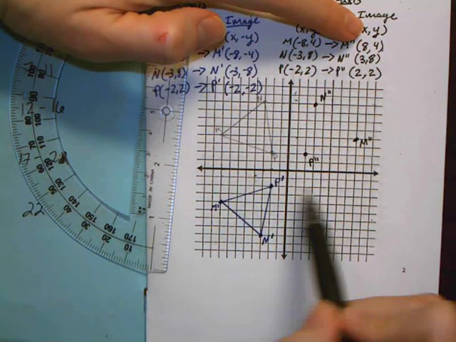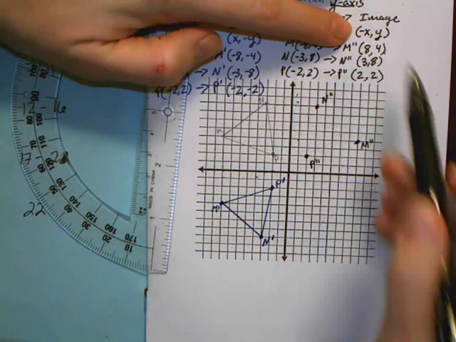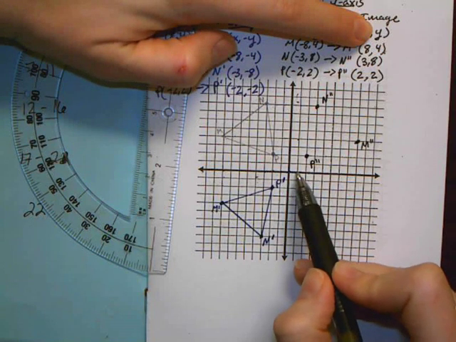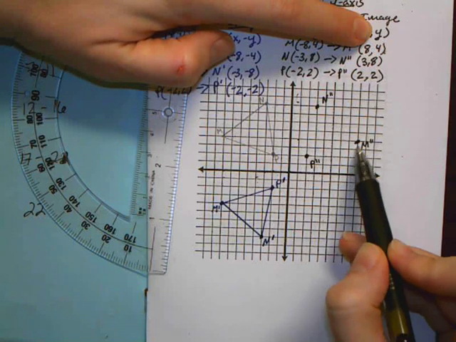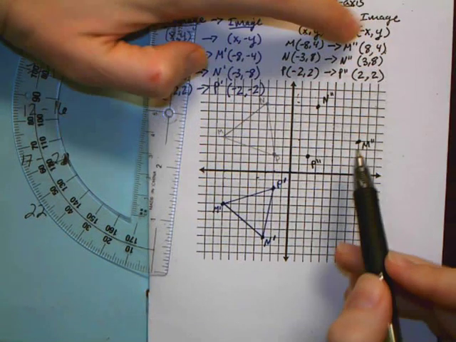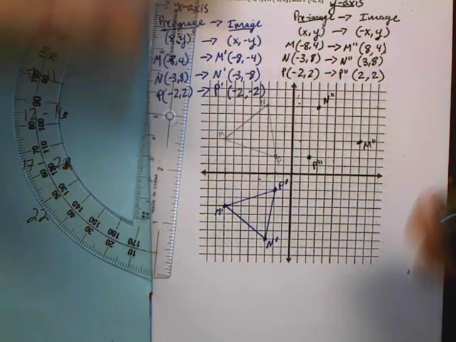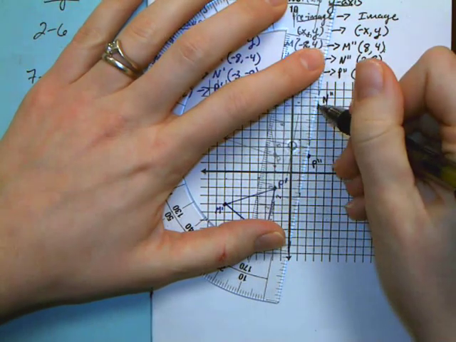And before I connect these, I'll show you that the points that we found when we used our rule exactly match up with where they ended up when we just did it visually. So if you look at M double prime, we expected it to be at 8, 4. It is in fact 1, 2, 3, 4, 5, 6, 7, 8, and then 1, 2, 3, 4. So it is where it's supposed to be. You can check N and P, they ended up in the right place as well.